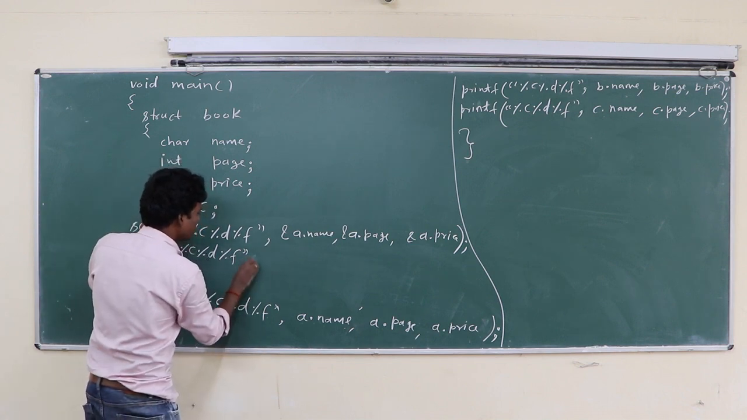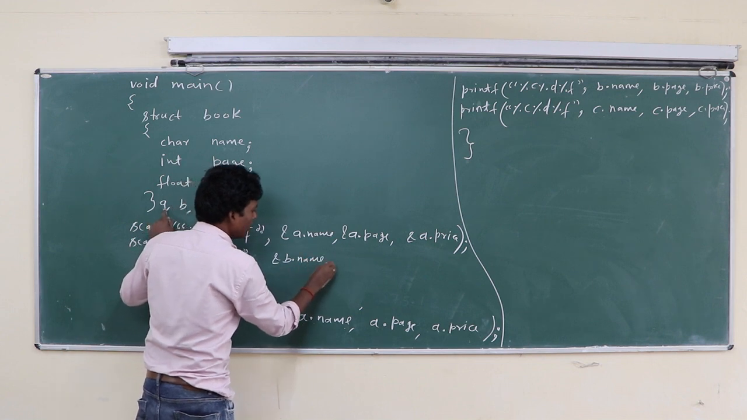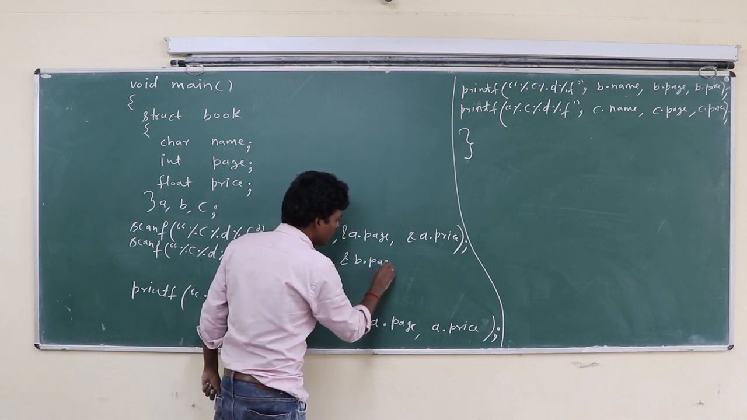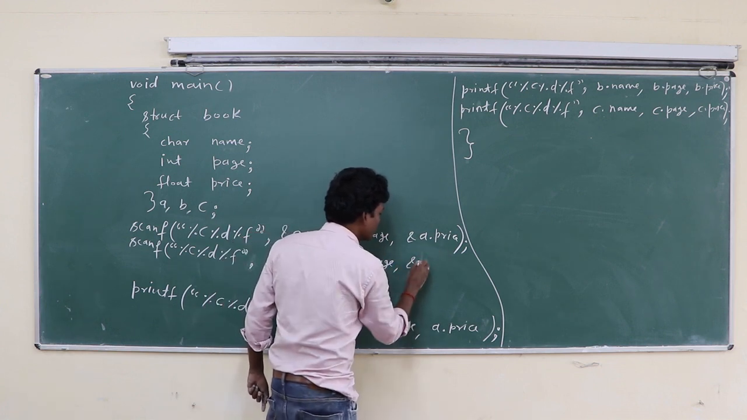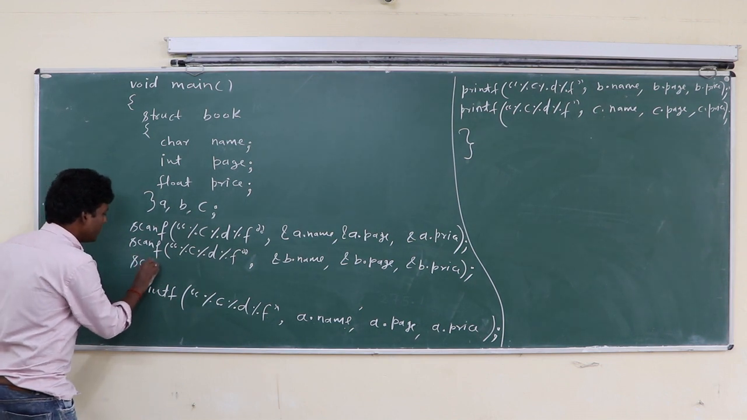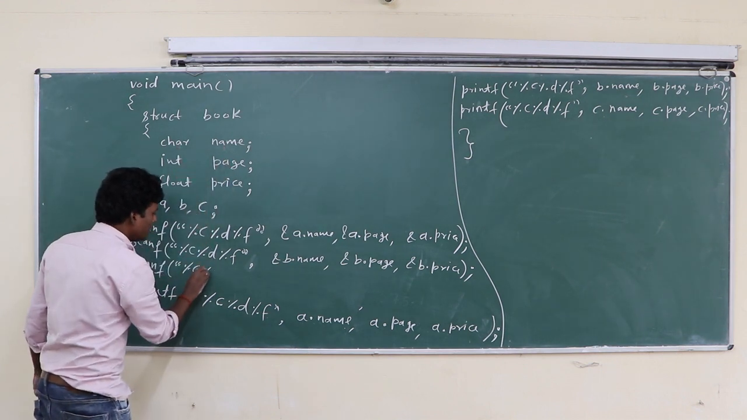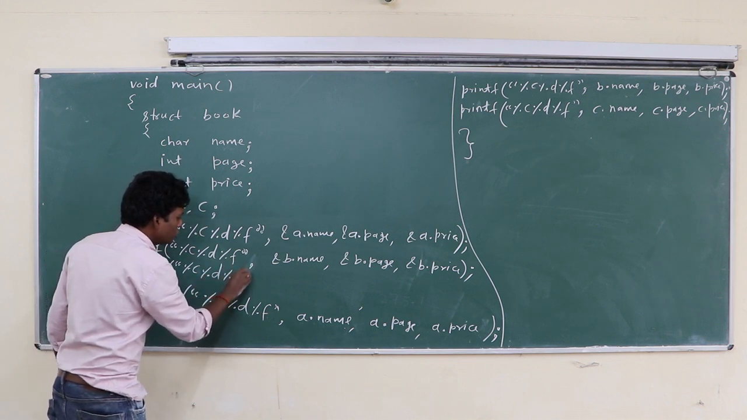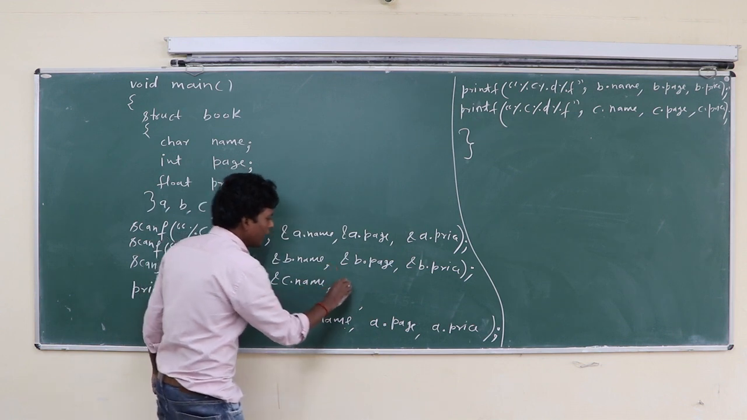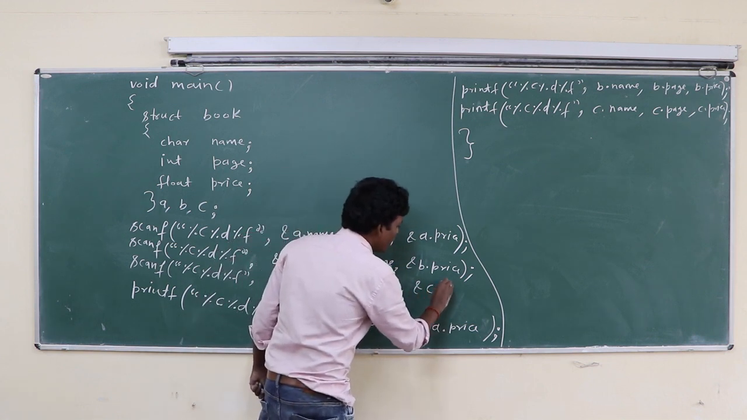Okay, here this is the comma, ampersand b.name, in scanf we use ampersand. Okay, ampersand b.page, ampersand b.price. Now for the third variable scanf, %c to input the name because it is a character, %d is used to input the page, %f is used to input the float, and here ampersand c.name, ampersand c.page, ampersand c.price.